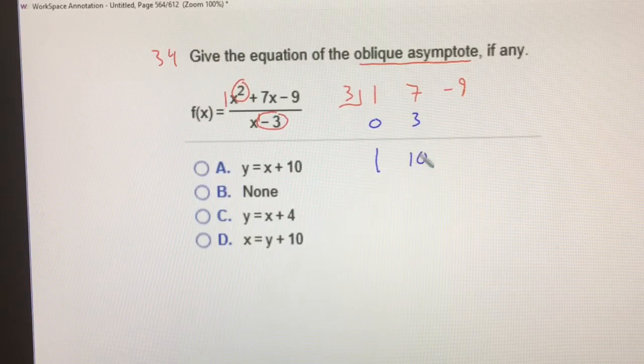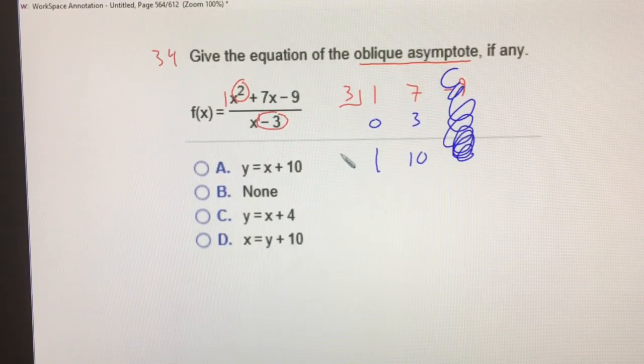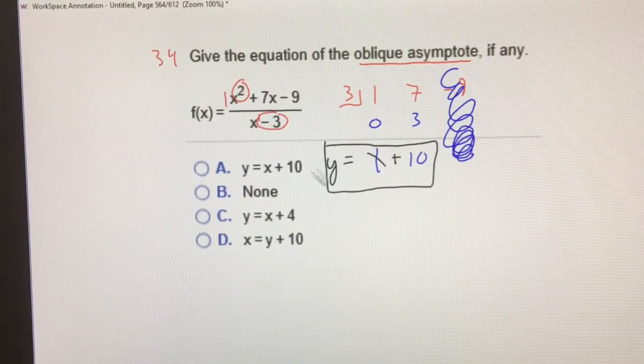7 plus 3 is 10. And then 3 times 10 is, who cares? I don't need any of this over here. I'm done. What this means is y equals 1x plus 10. And that is my oblique asymptote. And that would be choice A. x plus 4 doesn't work. y plus 10, they're trying to trick us.